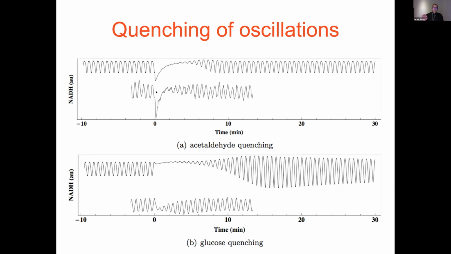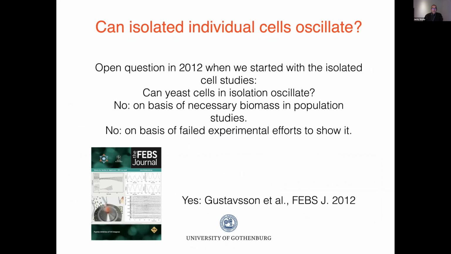It is only sensitive if you give this injection at the right moment, so it's very hard to do experimentally, right? In the model, it's fairly easy to figure out where the quenching works best. And you can do the same for glucose quenching. So I think it's a fairly good prediction of these experiments.